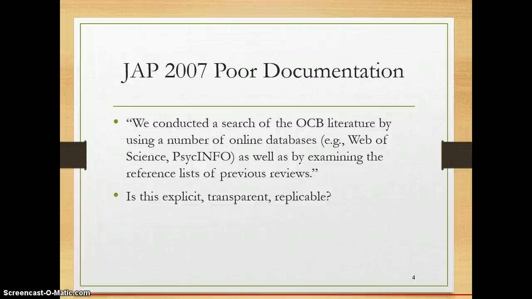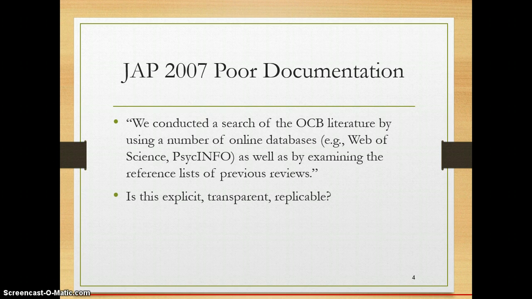This is an example of a description of a thorough systematic search that was published in one of the top management journals, Journal of Applied Psychology, in 2007. This is an example of a poor documentation of a systematic search. The writers basically say that they conducted a thorough search of the organizational citizenship behavior literature. They used a number of databases. They give 2 examples here, and then they said they examined a reference list of previous reviews.